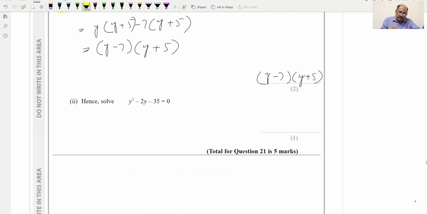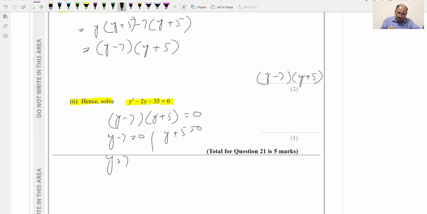Now next, they have given the same algebraic expression in the form of an equation equal to 0, and we can use the same factorization. So y minus 7 and y plus 5, this is equal to 0. So y minus 7 is equal to 0, or y plus 5 is equal to 0. This implies y is equal to 7 or y is equal to minus 5. So 7 or minus 5 will be the final answer for this question.